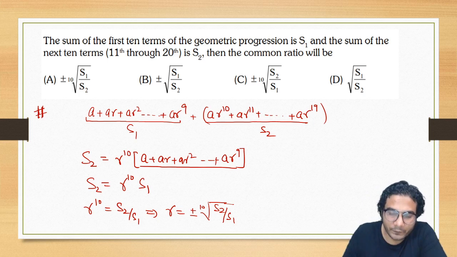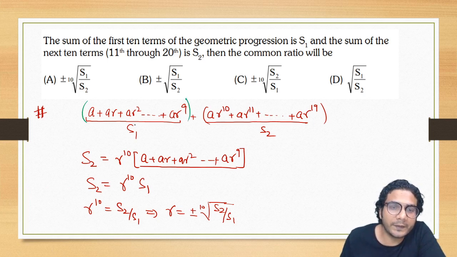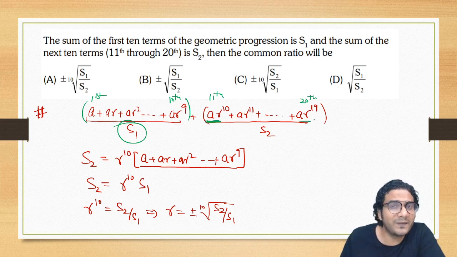I'll repeat again what I have done. Let me explain it again. Sum of first 10 terms was given S1. Okay, so I've written first to 10th term sum and then 11th to 20th term. All right, 11th to 20th term. This is the 11th term, A into R raised to 10, and same sequence, same first term, same common ratio, and this is the 20th term. So 11th to 20th sum was given S2. All right, we needed to find R in terms of S1 and S2.